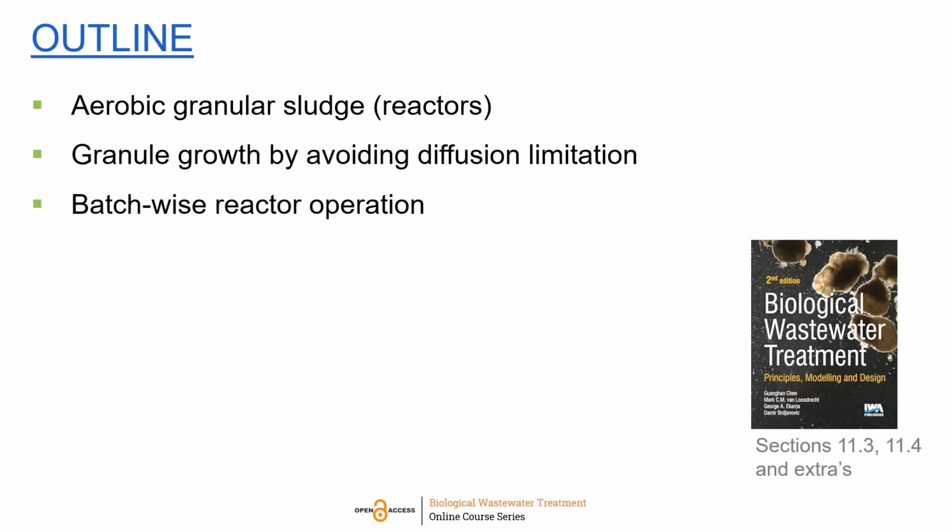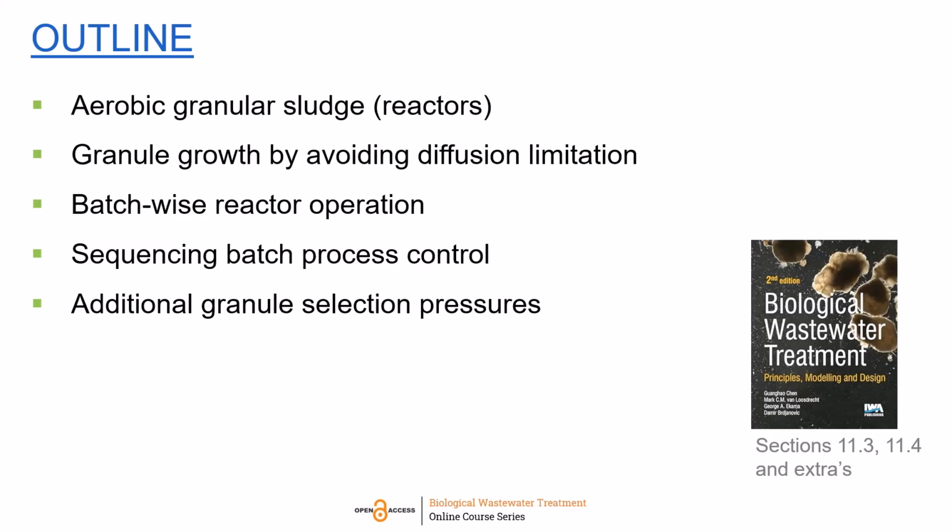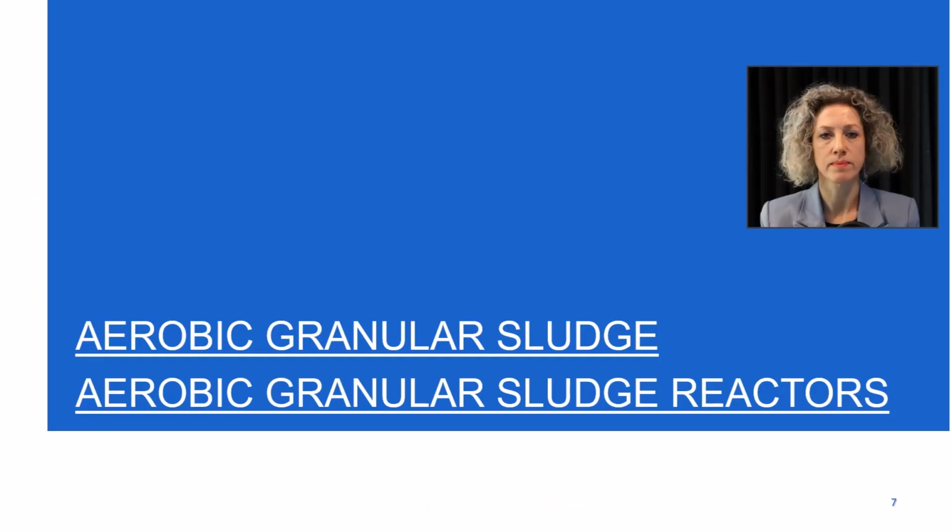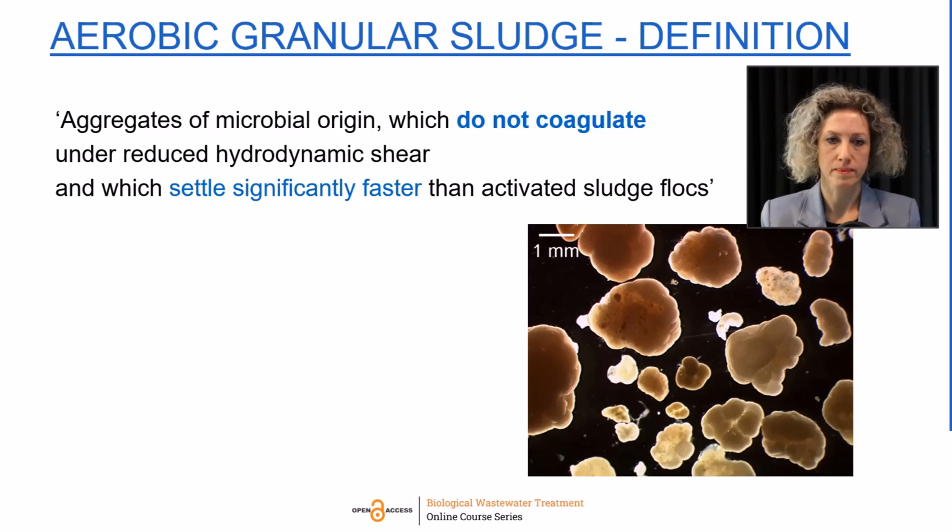We will study the batch-wise reactor operation and the corresponding concentration profiles in the lab as well as for full-scale plants. Then we will discuss some specific process control aspects associated with the batch-wise operation. And we will end with some additional selection pressures which can be applied to obtain granular sludge. Let's start by having a look at what aerobic granular sludge is and what aerobic granular sludge reactors are.